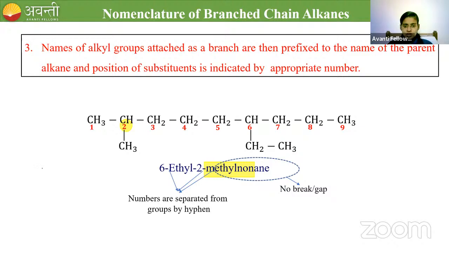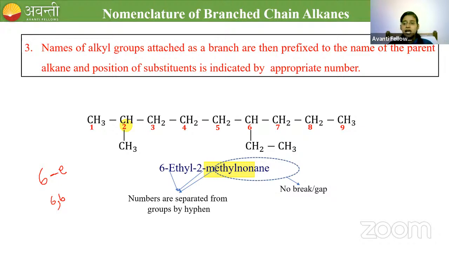So 6 is a number, and here E is the alphabet. If you want to separate a number and a letter, you have to use hyphen. If you want to separate a number and another number, you have to use comma. So keep this in your mind. If you're separating a letter and a number, use hyphen. For separating a number with another number, use comma.